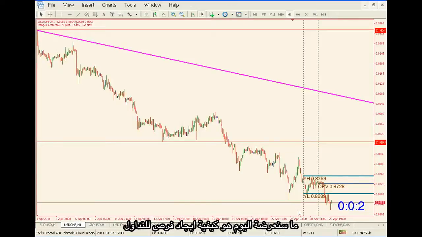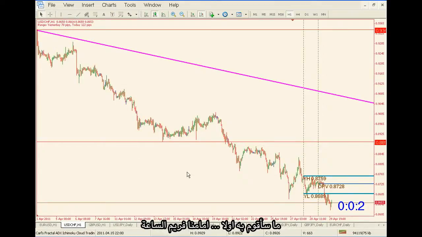Alright, what I'm gonna do today is show you how to find trading opportunities, how to find low risk trading opportunities. And the tools I'll be using will be basically support and resistance. I'll be using your Fibonacci retracements, and I'm gonna use the Ichimoku clouds.